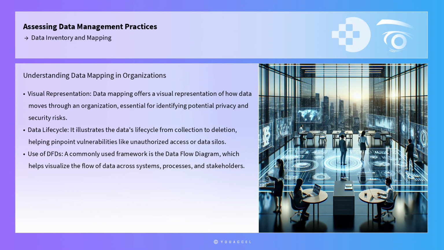Once data inventory is established, data mapping offers a visual representation of how data moves through an organization. This process is essential for identifying potential privacy and security risks by illustrating the data's lifecycle from collection to deletion. A commonly used framework for data mapping is the data flow diagram, which helps privacy professionals visualize the flow of data across various systems, processes, and stakeholders. By employing DFDs, organizations can pinpoint vulnerabilities, such as unauthorized access points or data silos, that may expose them to compliance risks or data breaches.